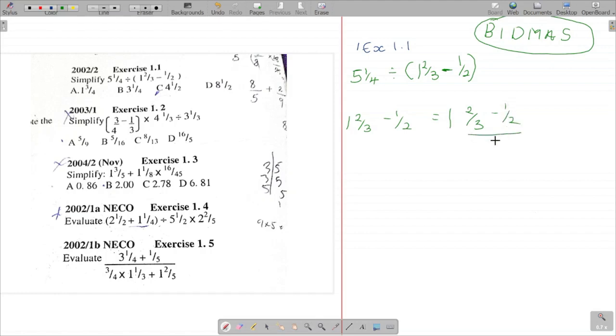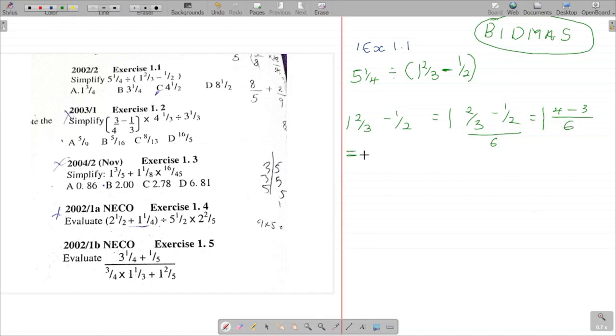Then we find the LCM of 2 and 3, and that's 6. So 3 divided by 6 is 2, 2 times 2 is 4. When you write equal to, don't forget your whole number. Write the whole number here. 3 divided by 6 is 2, so 2 times 2 is 4. Minus 2 divided by 6 is 3, and 3 times 1 is 3. So everything is over the LCM, which is 6.